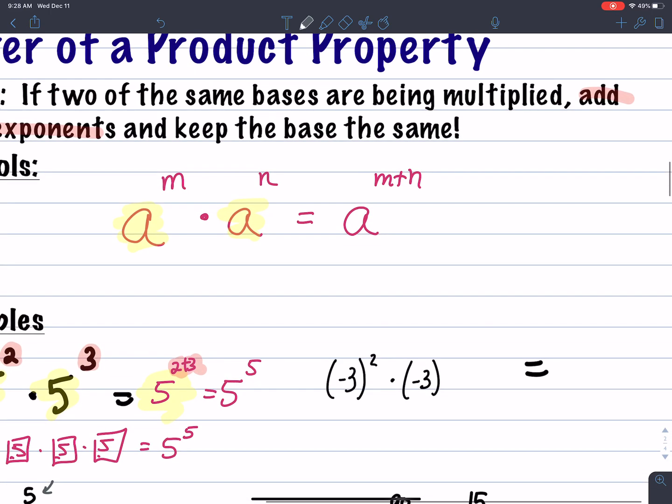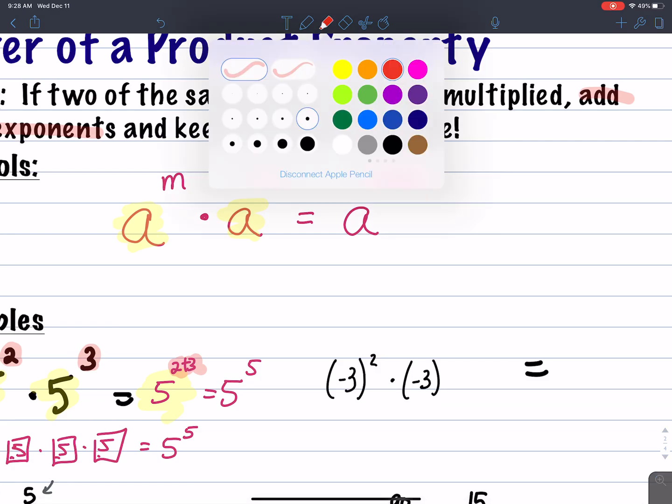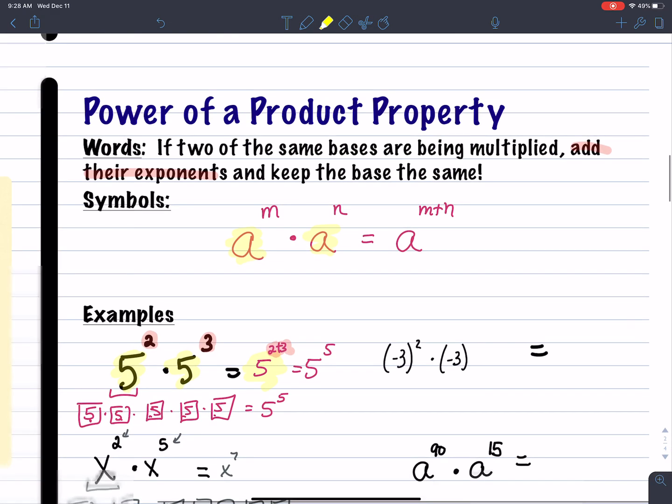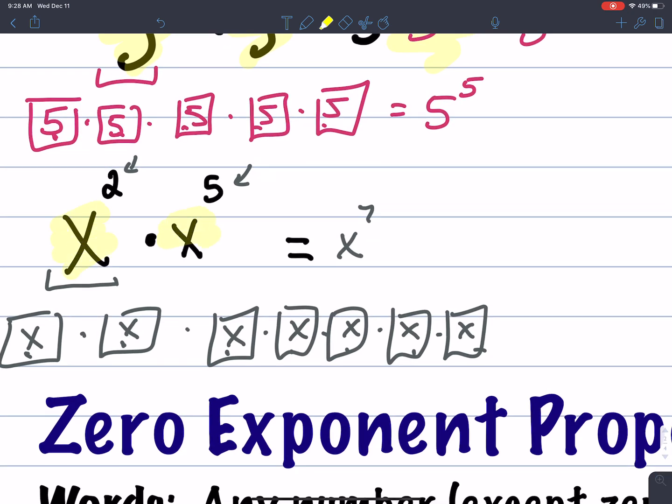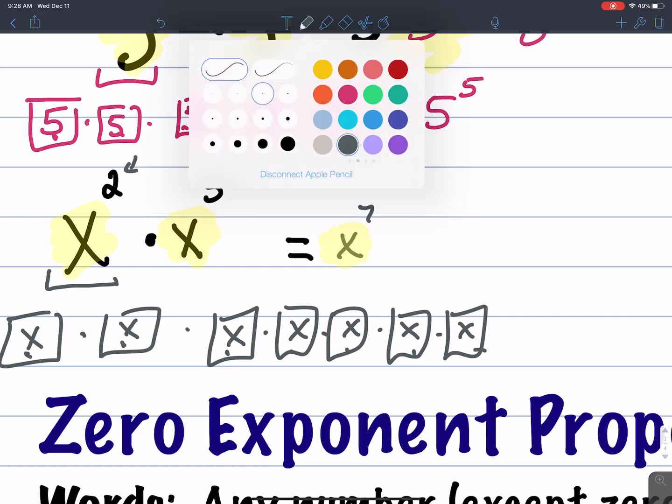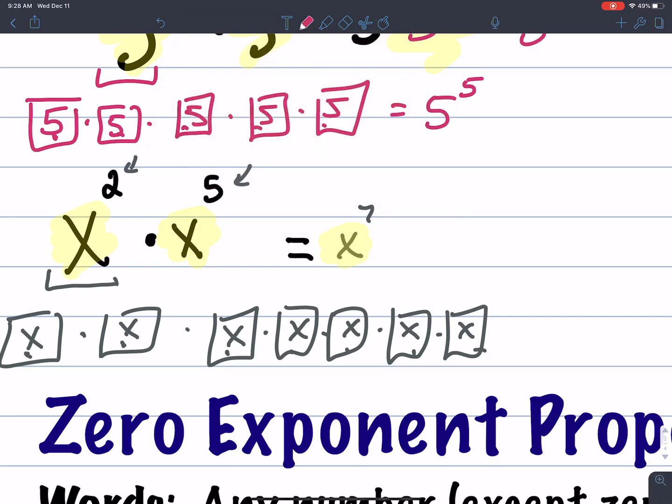Now, if we use the rule, what the rule is asking us to see is that if we have the same bases, like here, x is the same thing as x, so our answer has a base of x, and then to get the exponent, it says to take the current exponents like 2 and 5 and add those together. And we all know that 2 plus 5 is equal to 7.